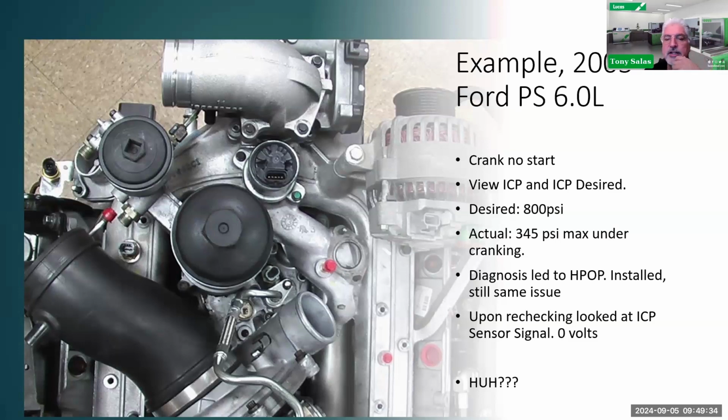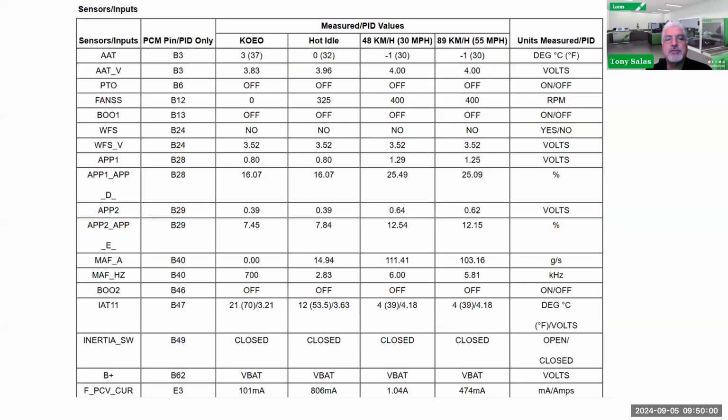Okay, so that's a good example of that. In this case, how could the technician have saved himself the replacement of that high pressure oil pump? By looking at the ICP signal voltage. Once again, I can't say enough about that. You have to take a minute to look at what that ICP signal voltage is, or else you're going to get yourself in trouble. Have I stressed that enough? Look at those little signal voltages for those sensors.